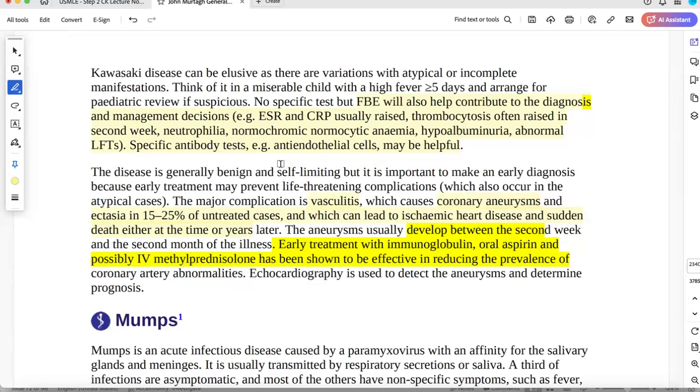Treatment. Once you diagnose this patient, the best treatment should be immunoglobulin. And you can give aspirin, methylprednisolone, but the main treatment is immunoglobulin in this patient. Okay? Not super important for exam, but you should know at least.